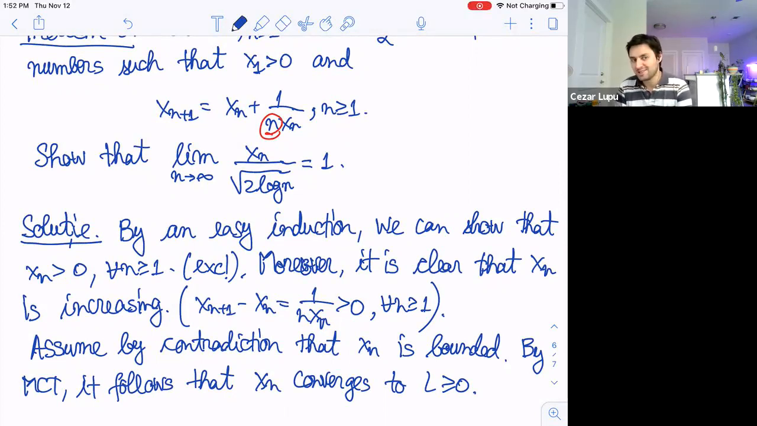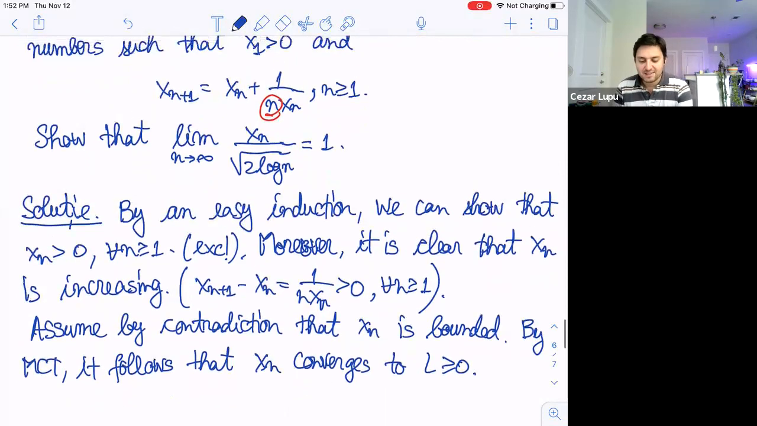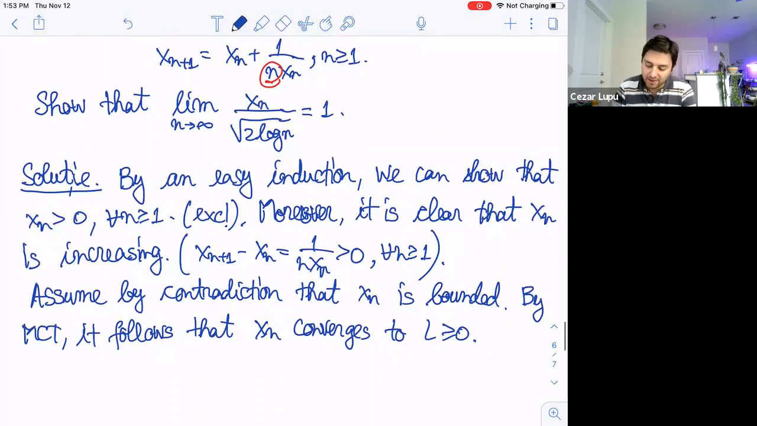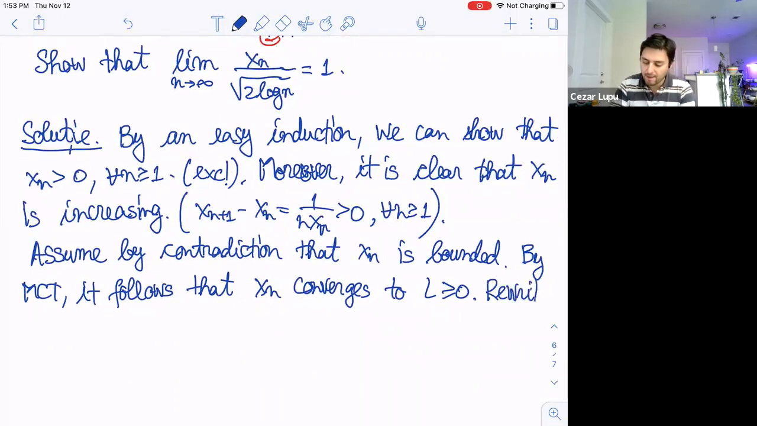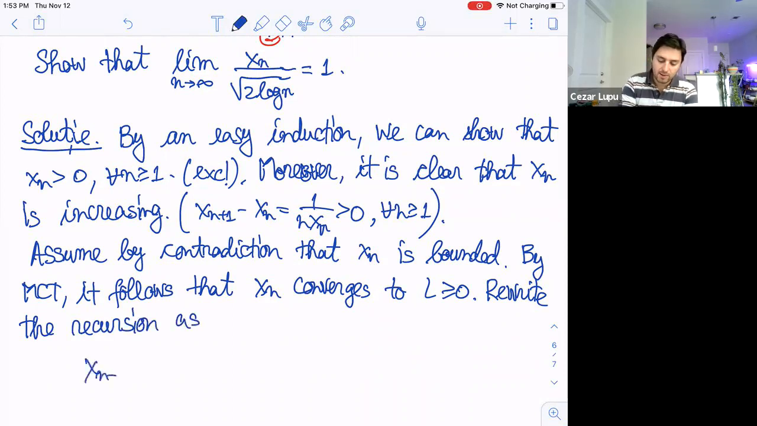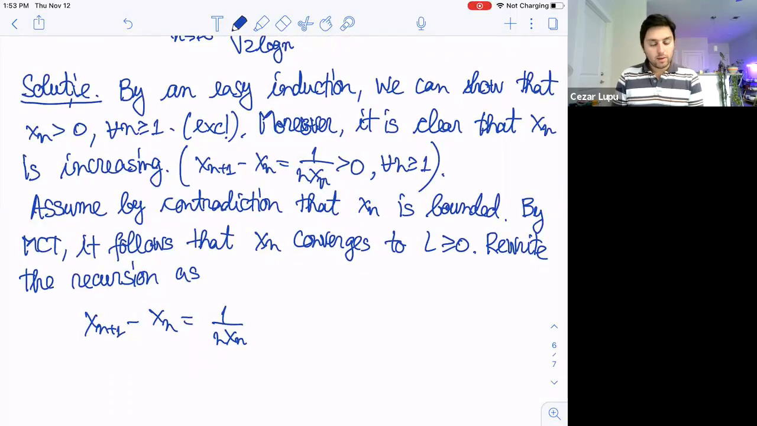So there is nothing we can do. So what can we do? You see, it's tricky here. There is nothing we get from there. So now we're going to do the following. We rewrite the recursion in the following way. So xn+1 minus xn, right? It will be 1 over n xn. Okay, that's great for n greater or equal than 1.